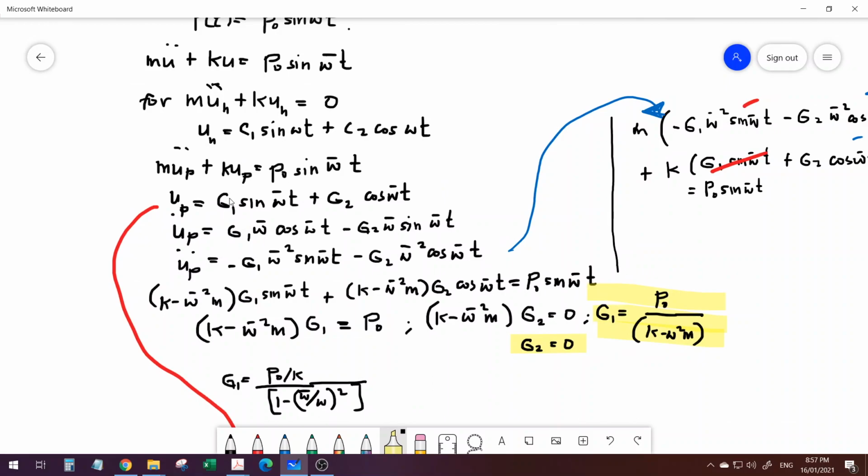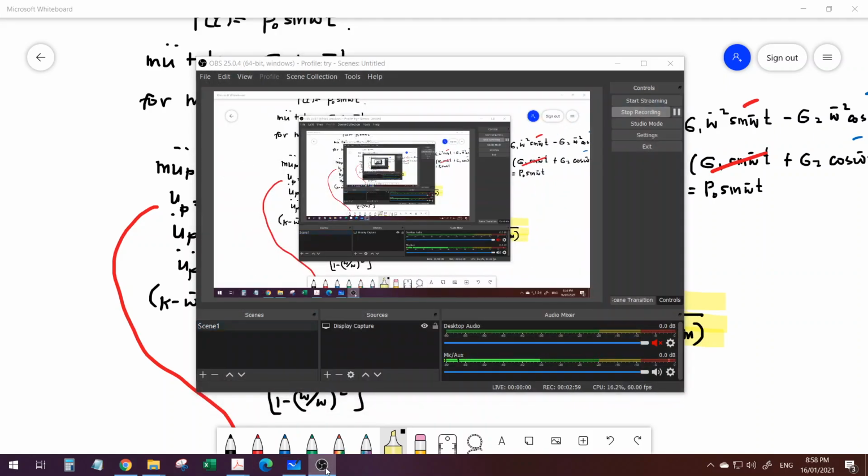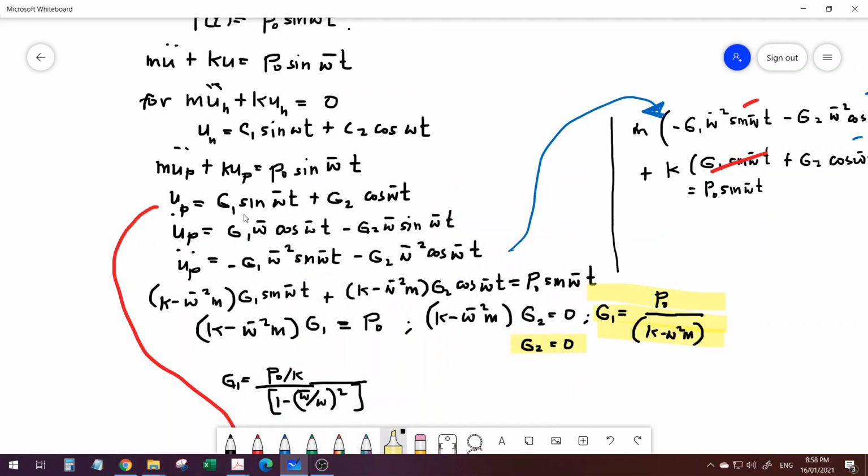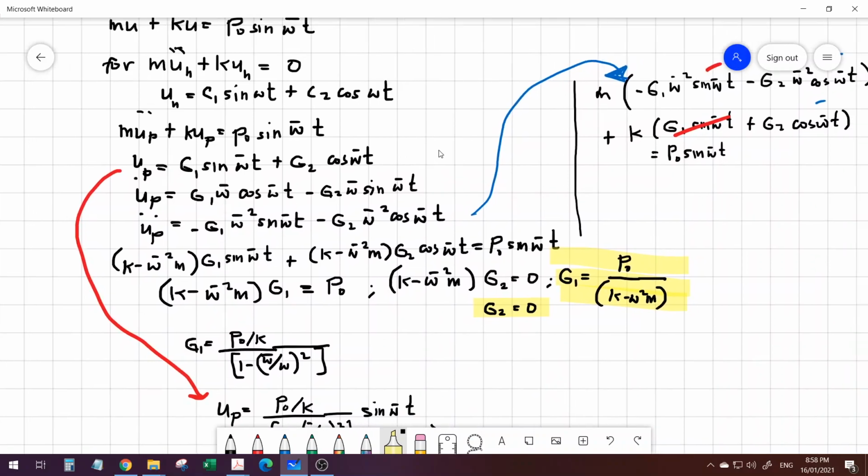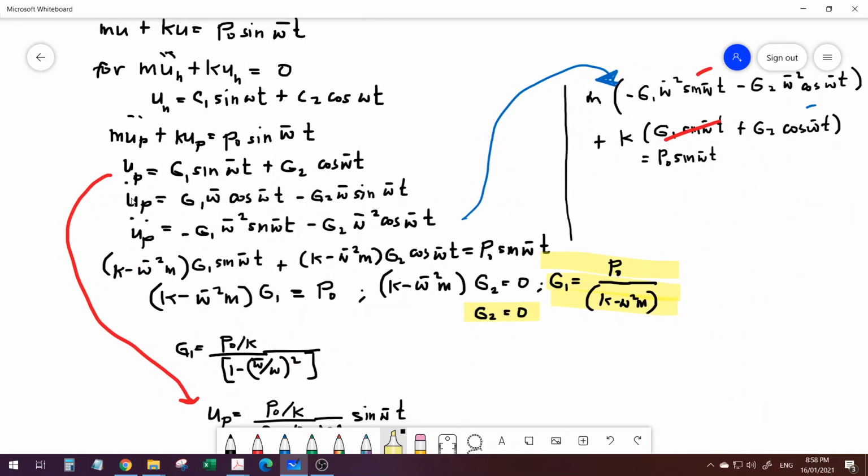So similar solution. Our solution is in the form of G1 sine omega bar t plus G2 cosine omega bar t. So binago lang natin yung variable, no? Instead the C1 C2, it's now G1 G2. Okay. So get the first derivative because now we're finding the particular solution.